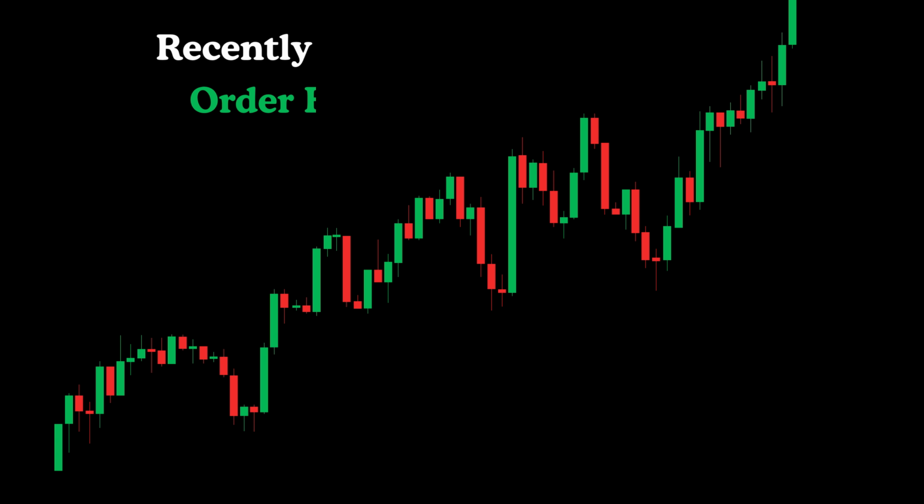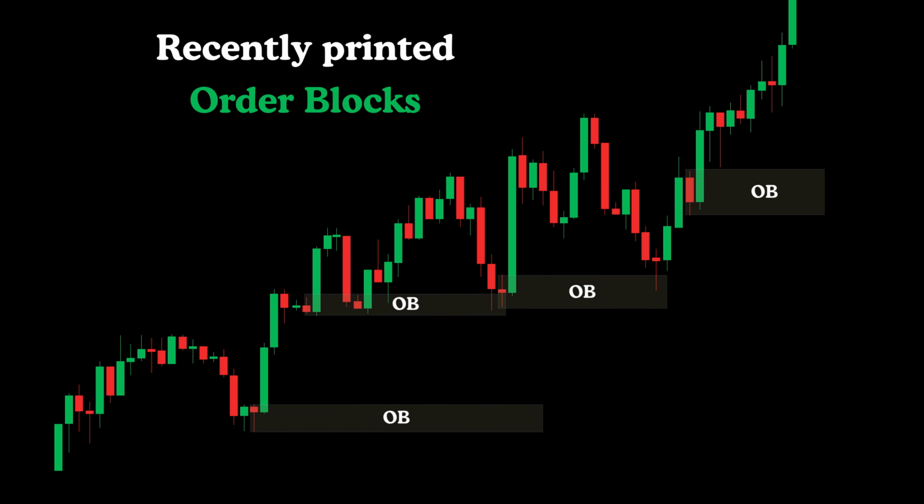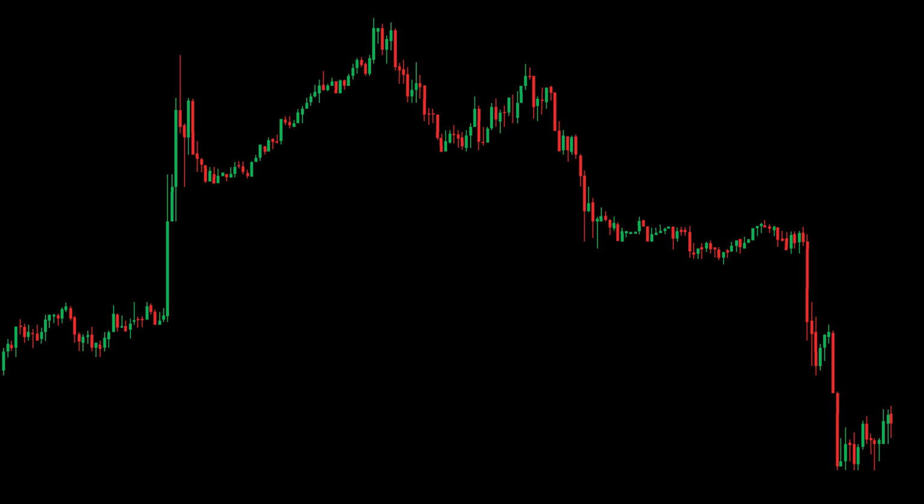Take this euro-dollar example. When the market is clearly trending, notice how frequently it forms fresh order blocks, respects them with clean rejections, and then keeps driving in the same direction. On the flip side, check out this example.